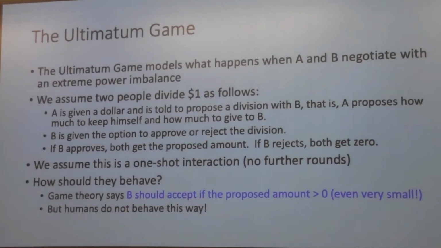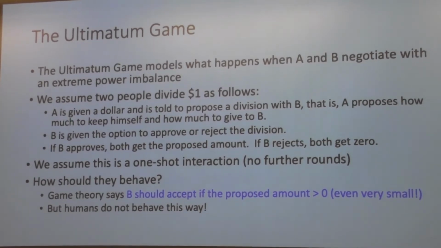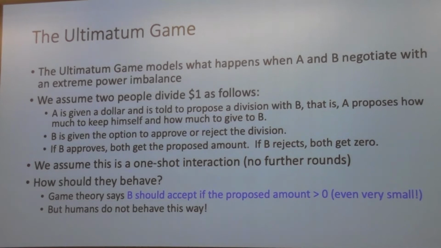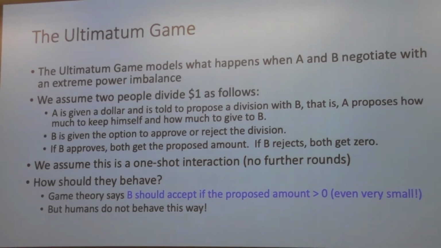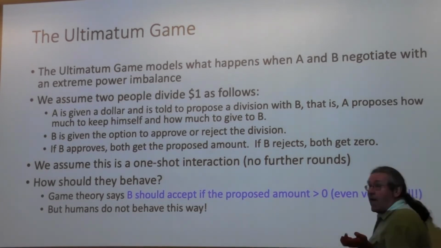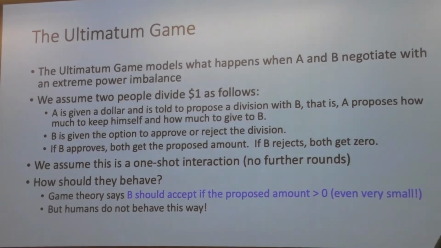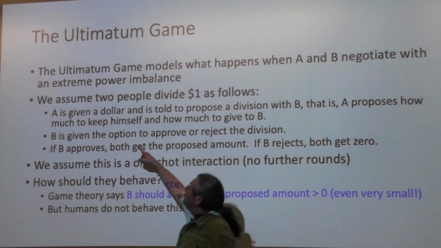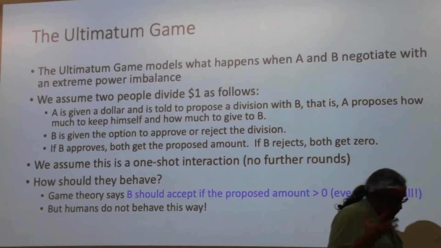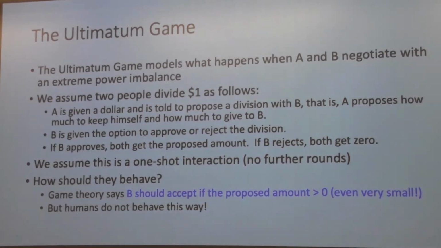The second principle, which I also explained, but I'll go over again, is the ultimatum game. This is an example of how humans don't like extremes. So assume A and B are negotiating, and there's an extreme power imbalance. A has all the power, and B has nothing. Well, B has only the ability to agree or not. A has $1, or A has $1 million, let's say, to make it more intuitive. And A proposes a division with B.